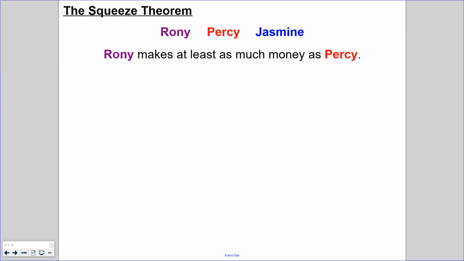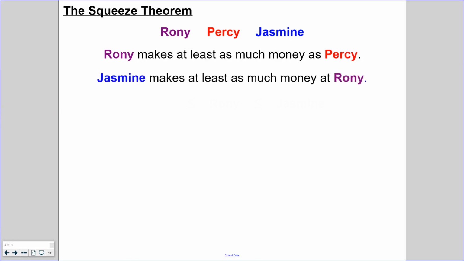Alright, so before we can talk about the squeeze theorem, we have to talk about the process in mathematics known as squeezing. To do that, we're going to look at a real-world example. Let's say we have three people, Ronnie, Percy, and Jasmine, who all work at the same company. We know that Ronnie makes at least as much money as Percy. We know that Jasmine makes at least as much money as Ronnie.